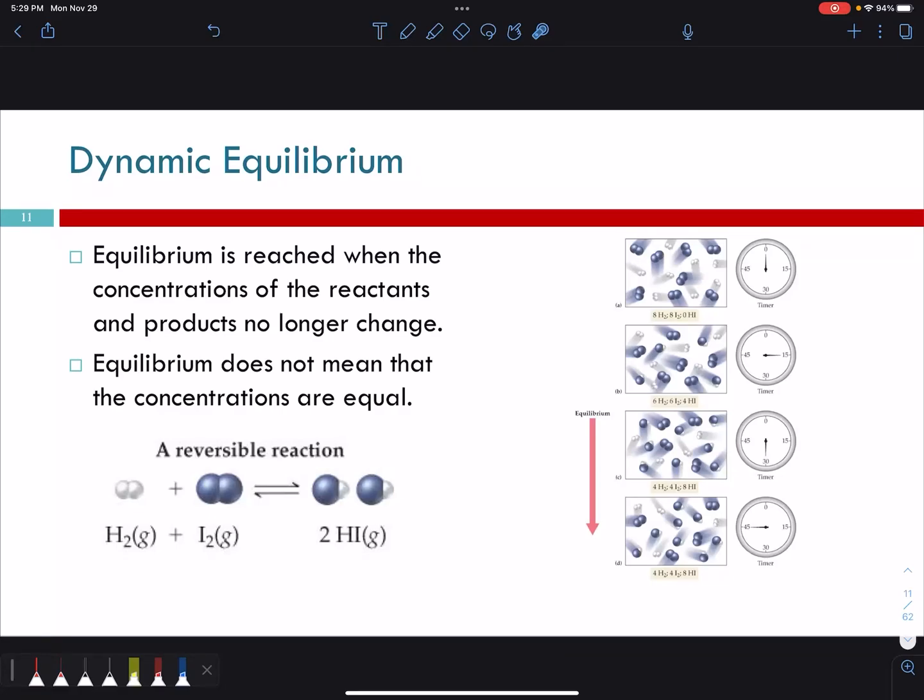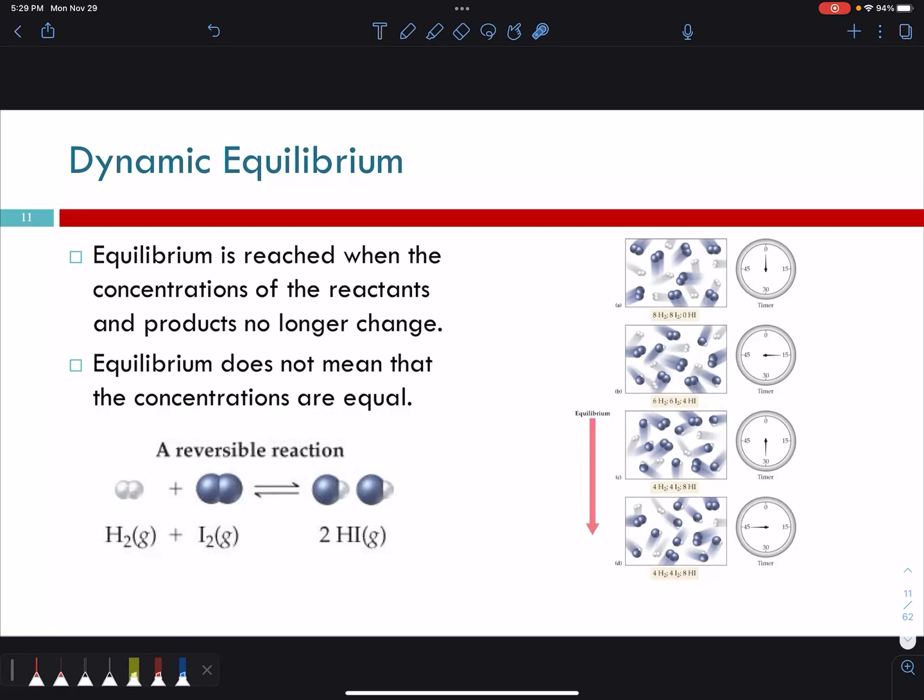So equilibrium is reached when the concentrations of the reactants and the products no longer change. All right, so we've reached balance. But equilibrium does not mean that the concentrations are equal, just that they stop changing.